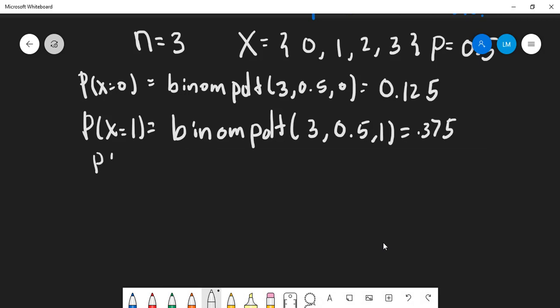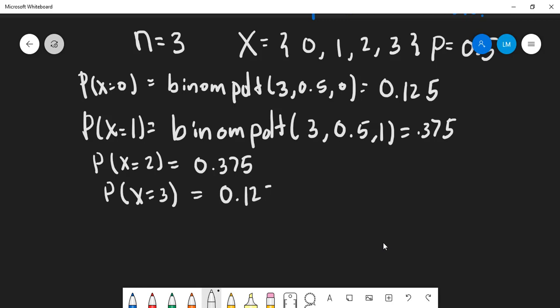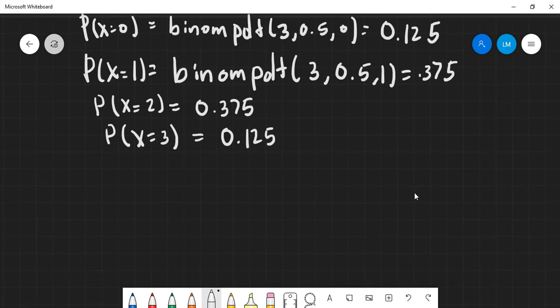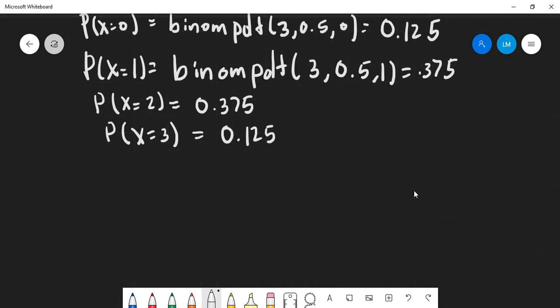Okay, and then we found out that the probability that x equals 2 was also 0.375 using the calculator, and then we figured out that the probability that x equals 3 is 0.125. So what that means is that we can actually just go ahead and make our table.